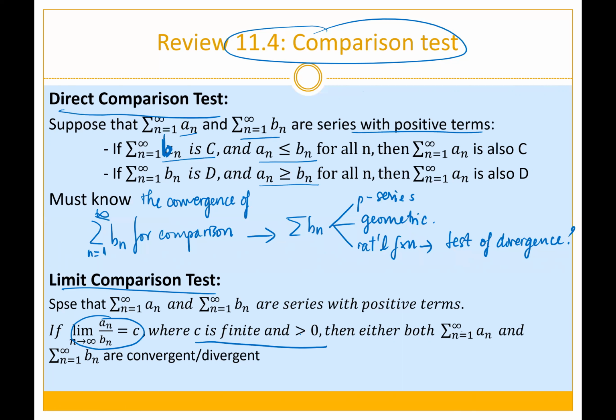So if you already identify what Bn is, you can use the limit comparison test immediately. I think most of my students end up using the limit comparison test more than the direct one because it's easier to use and you don't need to compare the series. But sometimes taking this limit of an over bn as n approaches infinity can be a little bit tricky. But we're going to do both, don't worry.